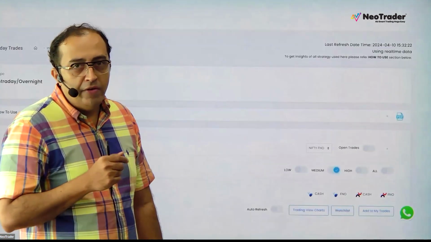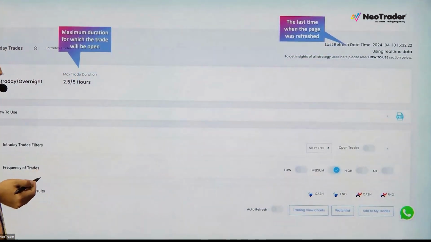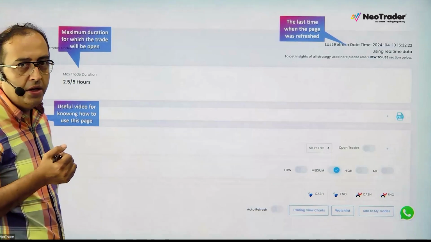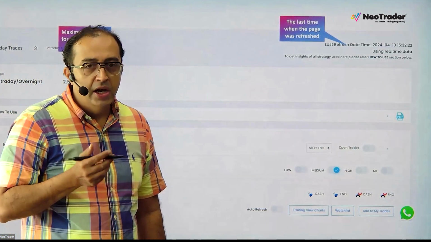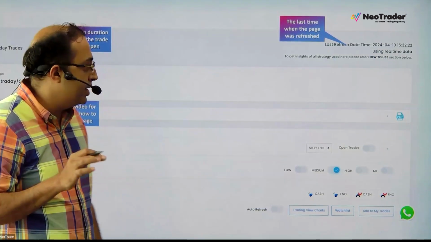So intraday trading, as everyone knows, is buying and selling on the same day. This page also works similarly. It uses real-time data, and any trade on the intraday trade page lasts for a couple of hours.